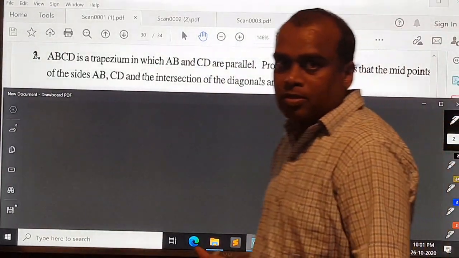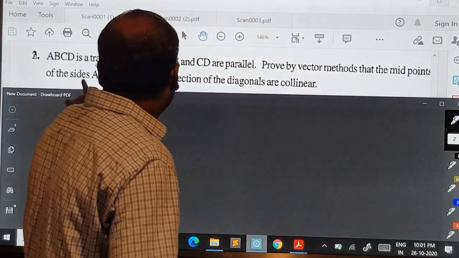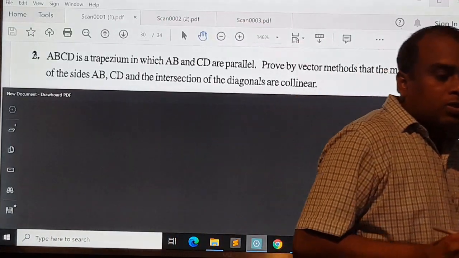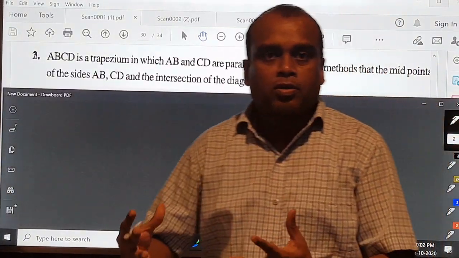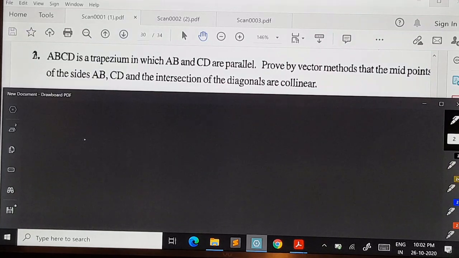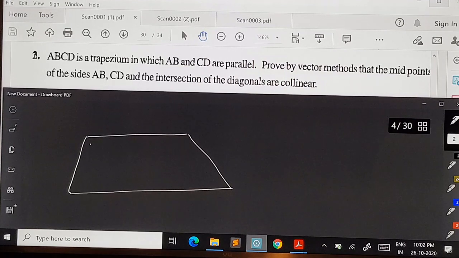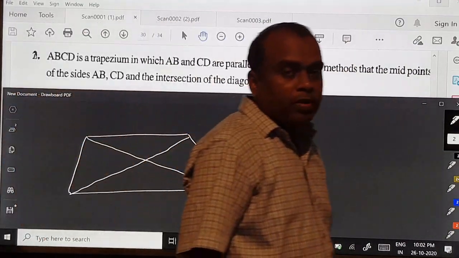Okay, from the second exercise on addition of vectors, from the second Roman, let us look at the second problem. While doing this problem, we'll take the fact from pure geometry that if you take a trapezium, then the diagonals, these diagonals, they intersect in the same ratio.